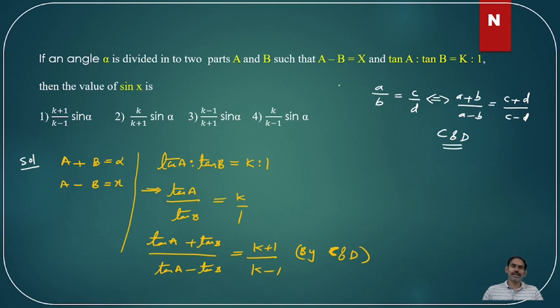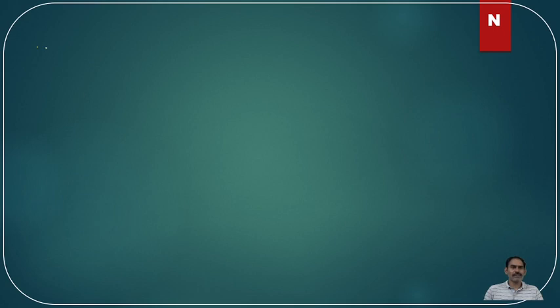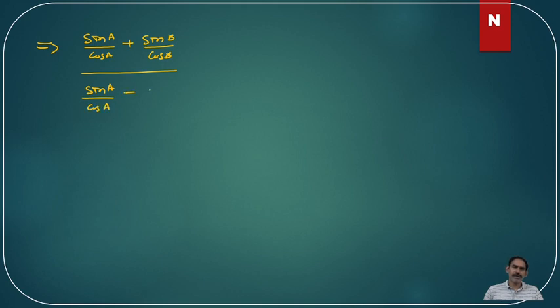Now here sin x and sin alpha are required. That's why convert tan in terms of sin and cos. That implies tan A formula, sin A by cos A plus sin B by cos B. The denominator is also sin A by cos A minus sin B by cos B. And the right side is k plus 1 by k minus 1.